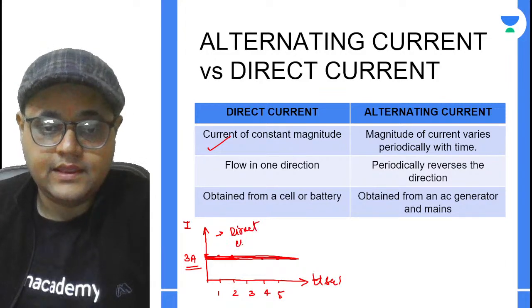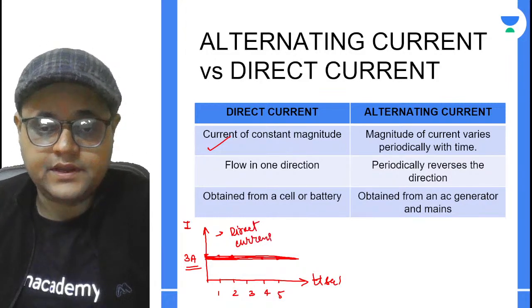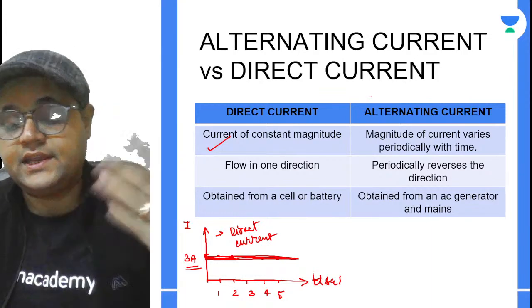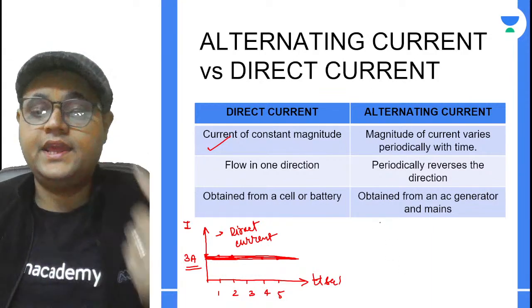Then you have one more form of current, which you call alternating current. And what does alternating current mean?